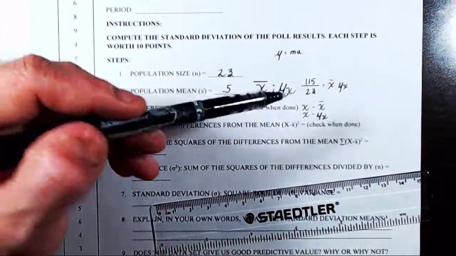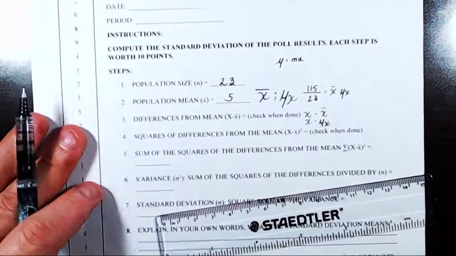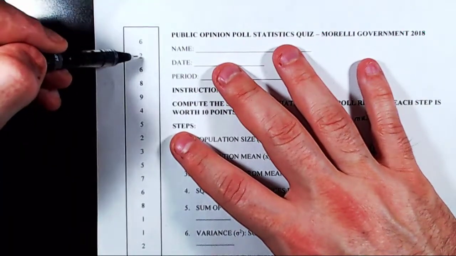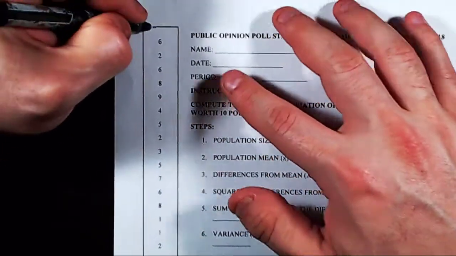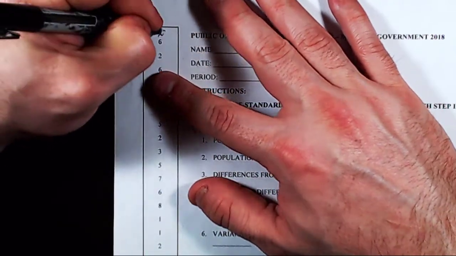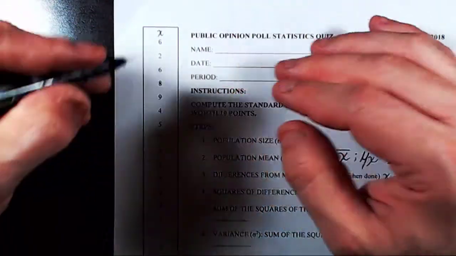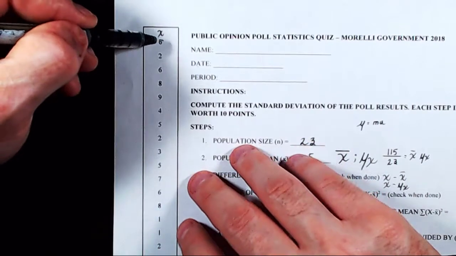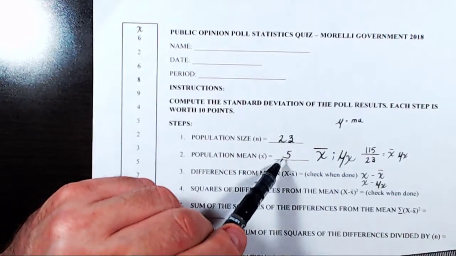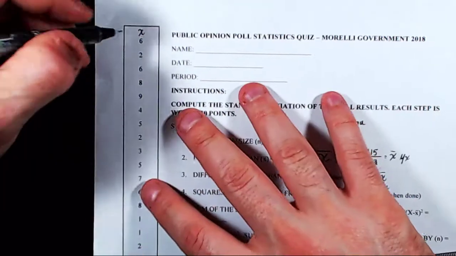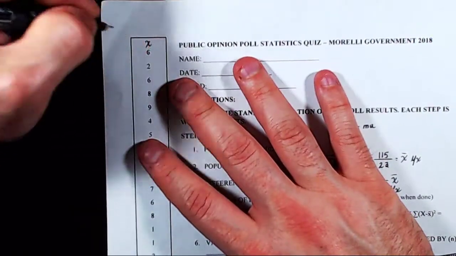Many students ask, what do I do with x? What is indicated by x? Well, each value here is x. So when I say x minus x bar, I'm going to call all of these values x, and from each value I will subtract out x bar. And x bar, the population mean, is 5. So for every answer that I have, every poll result, I'm going to subtract out 5.